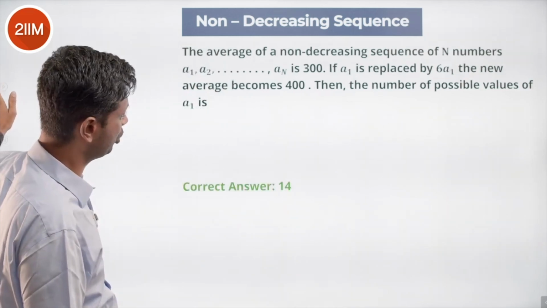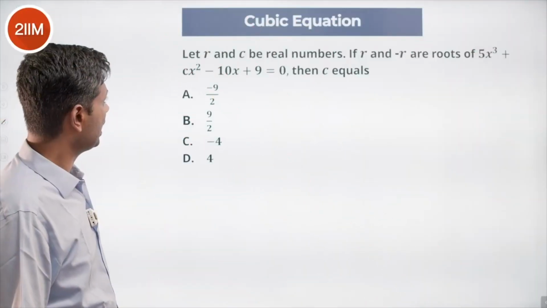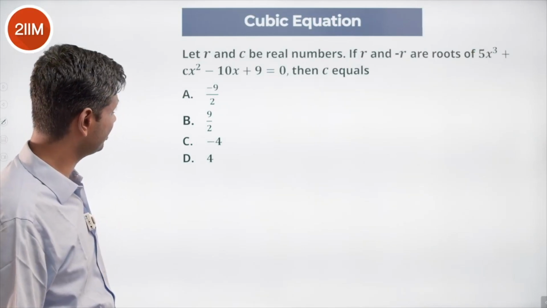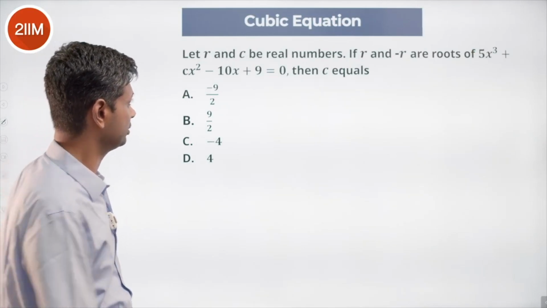Absolutely beautiful question. Brilliant question. Let r and c be real numbers. If r and minus r are roots of 5x cubed plus cx square minus 10x plus 9 equal to 0, then c equals. Nice question.